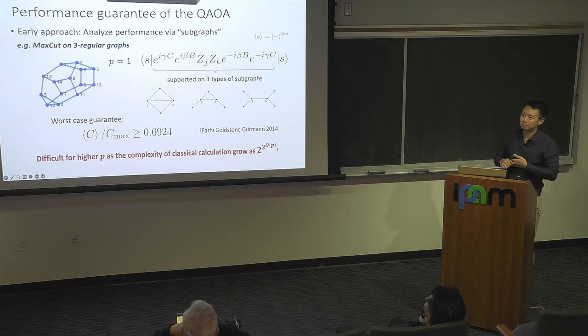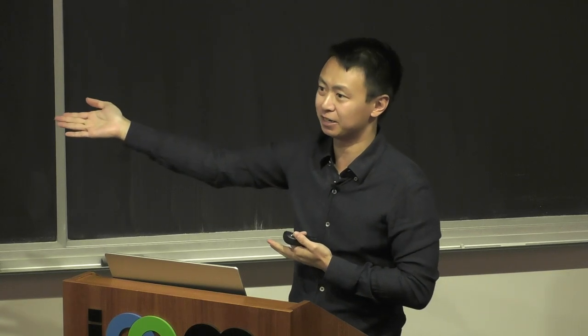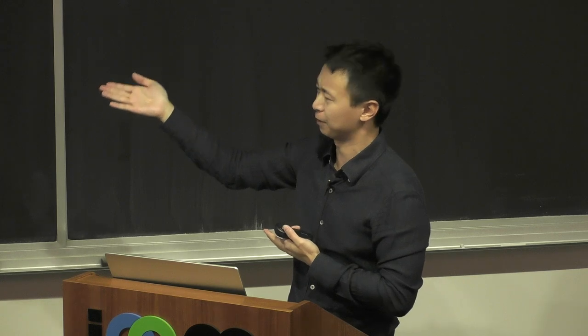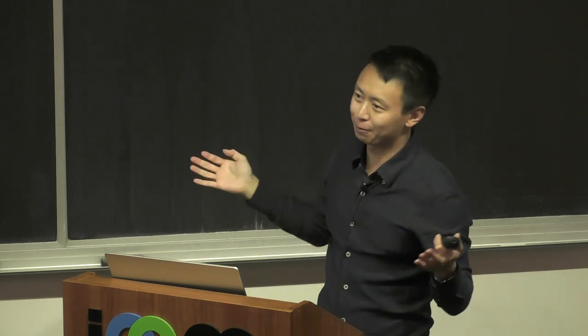So what do you gain? Sorry? What did you gain then? Well, going to larger P, we know you can improve the performance, so you can presumably get a better worst case guarantee. People have taken this, I think a few years ago, to P equals 2, and you get a better number. But that already is very difficult. There are hundreds of possible subgraphs, and it is basically impossible at P equals 3 with current technology.